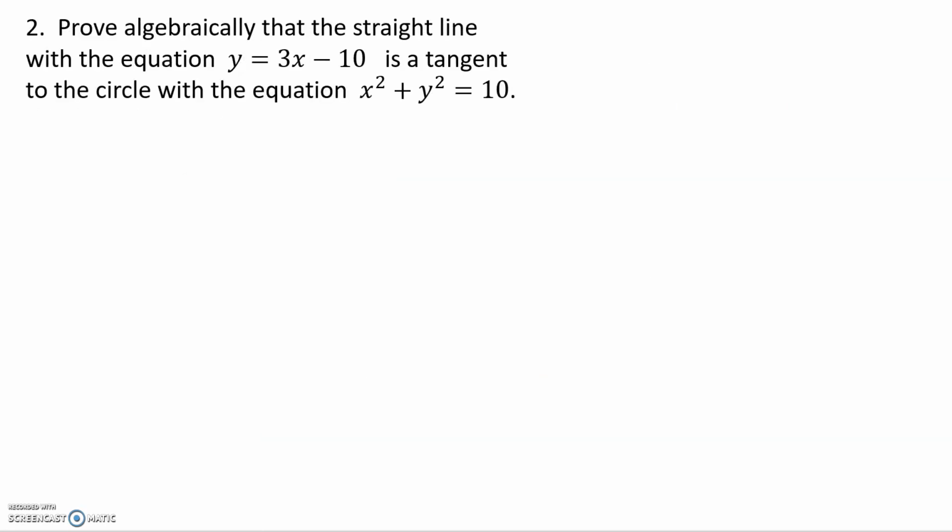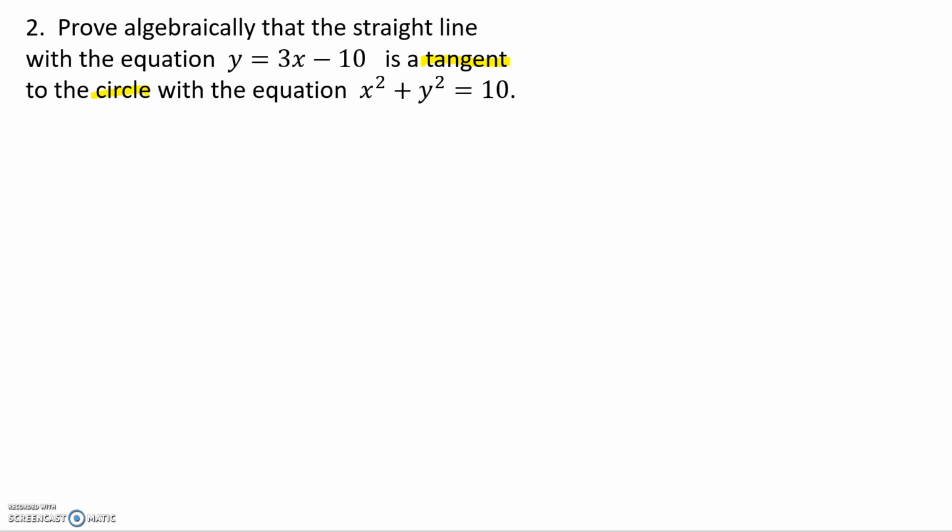Okay, number 2. Prove algebraically that the straight line with the equation y equals 3x minus 10 is a tangent to the circle with the equation x squared plus y squared equals 10. So that word's going to be important. I need to know what that is. And circle equation is going to be important. So I find it very hard to get my head around these without drawing a sketch.